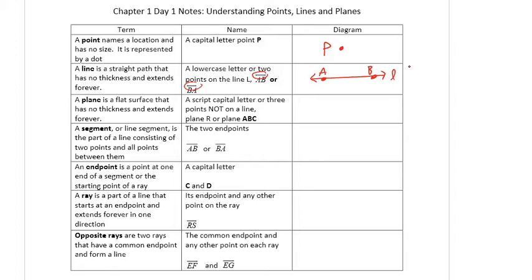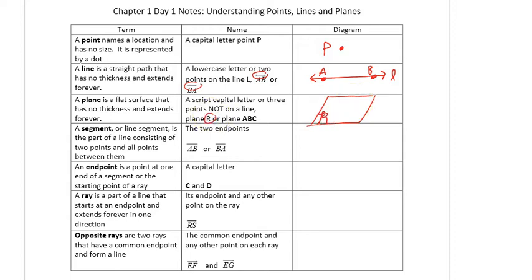Next thing is a plane. It's a flat surface that has no thickness and extends forever. Again, it doesn't actually exist. It's not physically there, but it's on some sort of plane. Okay, that's the way we'll draw planes most of the time. That's what you'll see. We'll look at some 3D ones as well at some point. It's represented by either some script capital letter, like some fancy R like that. That's one way.